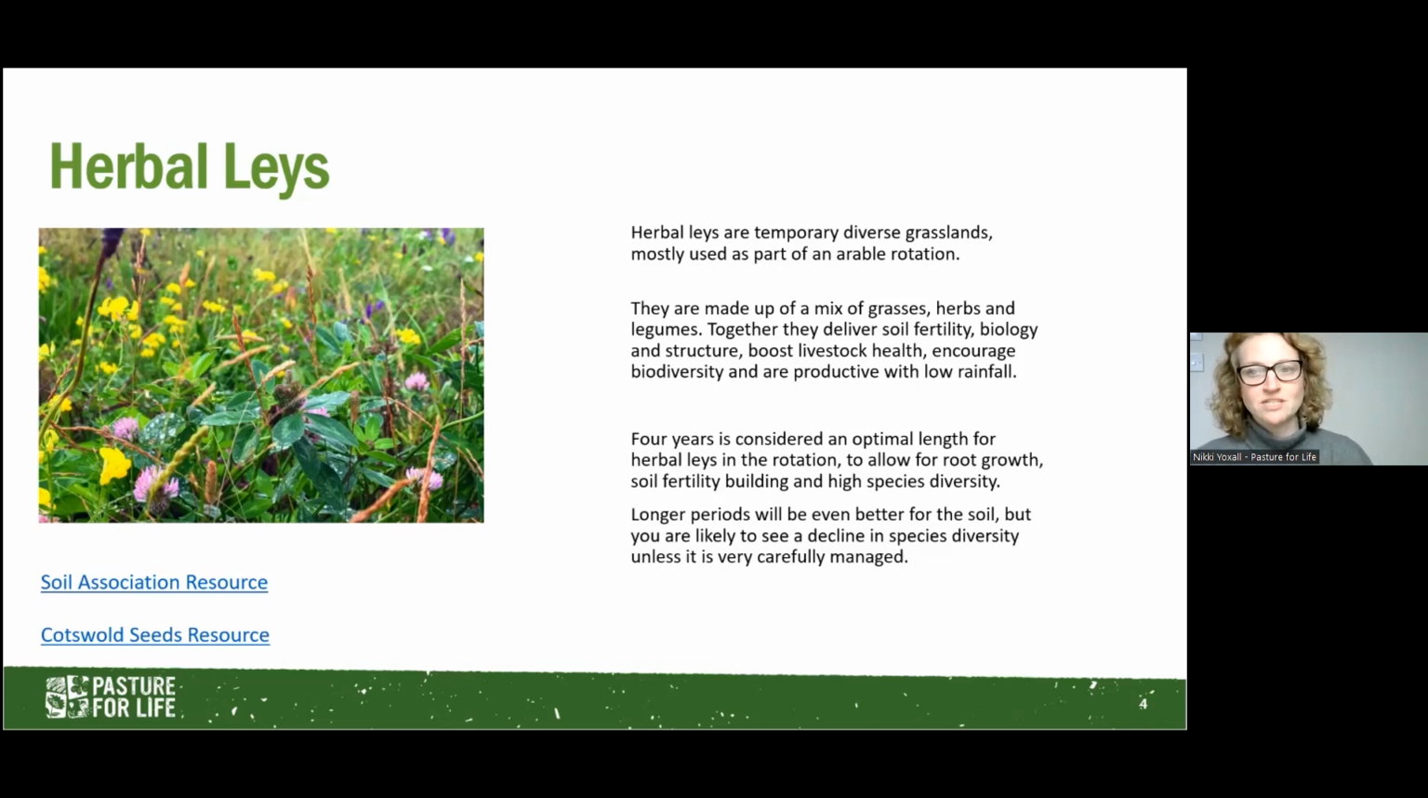And so they're giving lots of money to farmers to put these herbal lays in. These lays are made up of a mix of grasses, herbs, and legumes, which are delivering soil fertility, biological function, and structure, because they have all different root structures. So we get that diversity of structure above ground, but we also get structural diversity below ground because of the different root systems, whether they're really deep rooting or shallower rooting.